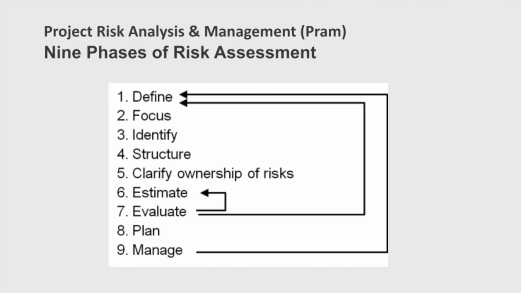From there, we plan to mitigate the risk. We plan not only at the beginning of the project, but throughout the project. And then the rest of the effort is spent on managing that risk. And that loops back around constantly to the define stage, because as we move along, new risks might be identified. So this 9-stage process really encompasses all we've talked about in this unit.